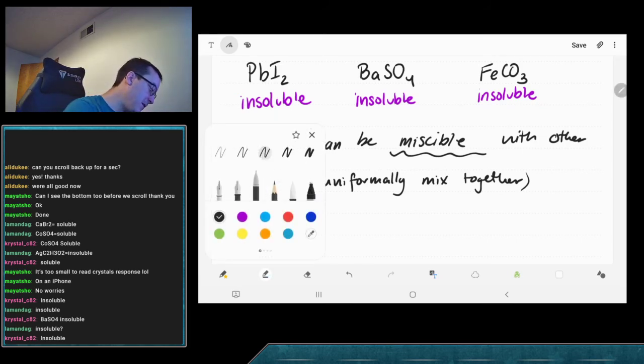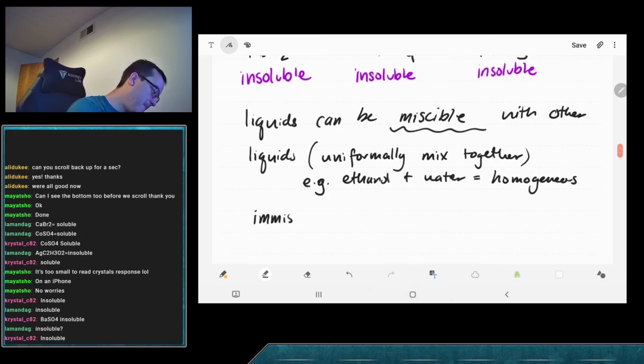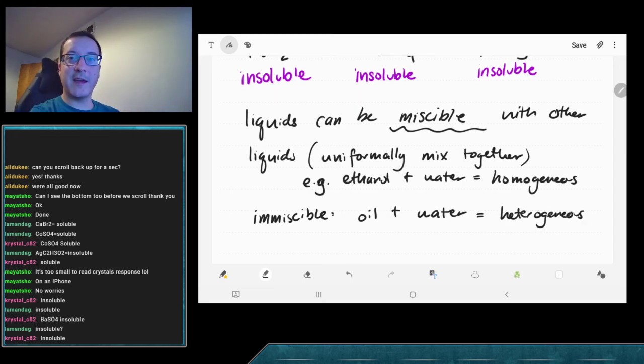Liquids could also be immiscible. So let me just write that, e.g. ethanol and water is homogeneous. So something that is immiscible would be something like oil and water. So we're going to be expecting non-polar things to be immiscible with water if they're liquids. But I guess that would be our terminology for this.